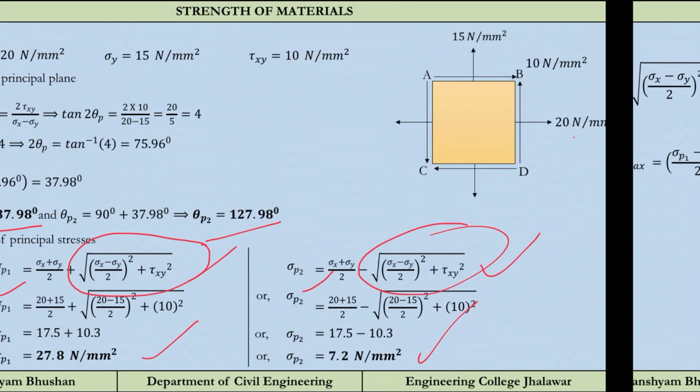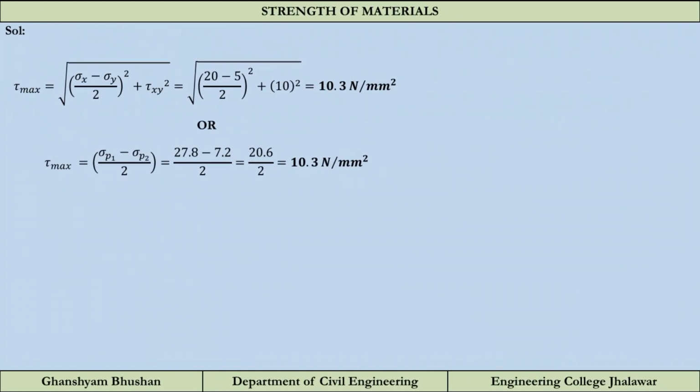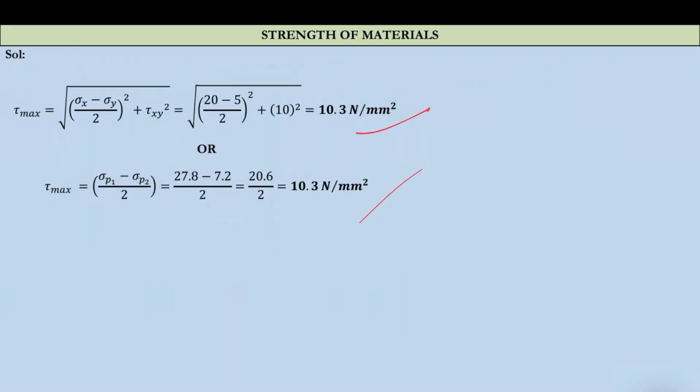Now let us move to the third part. Third is we have to calculate the maximum shear stress. So for maximum shear stress, two equations are there. You can use any of them, you will get the same answer. So we have calculated sigma p1, sigma p2. Put the values, you will get 10.3, or you can calculate from here also. So again you will get the same value as 10.3 megapascal.